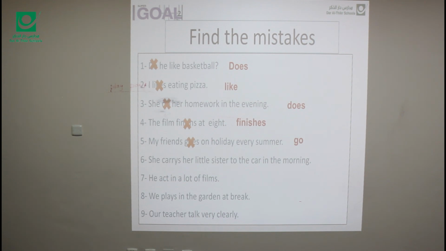She carries her little sister to the car in the morning. She carries here. Look at carries. Here we have Y. Before Y, we have a consonant. So we change Y into I and add ES, carries, like this. He acts in a lot of films. Can I say he act or he acts? We plays in the garden at break. Can we say we plays or we play? Our teacher talk very clearly. So instead of talk, we use talks. Our teacher talks very clearly.